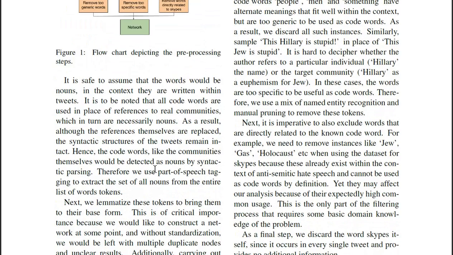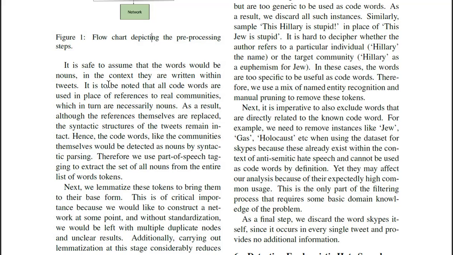So it is safe to assume that the words would be nouns in the context they are written within tweets. It is to be noted that all code words are used in place of references to real communities, which in turn are necessarily nouns. As a result, although the references themselves are replaced, the syntactic structure of the tweet remains intact. Hence, the code words, like the communities themselves, would be detected as nouns by syntactic parsing. Therefore, we use POS tagging to extract the set of all nouns from the list of word tokens.